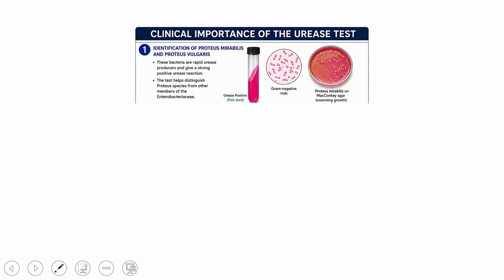The clinical importance of the Urease test. 1. Identification of Proteus mirabilis and Proteus vulgaris. This is because these bacteria are rapid urease producers and give a strong positive urease reaction. So this test basically is used to distinguish Proteus species from other members of the Enterobacteriaceae.